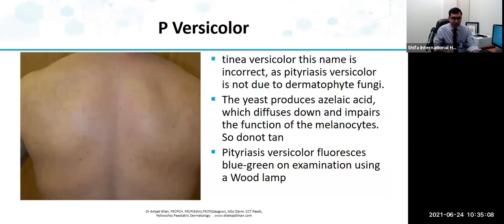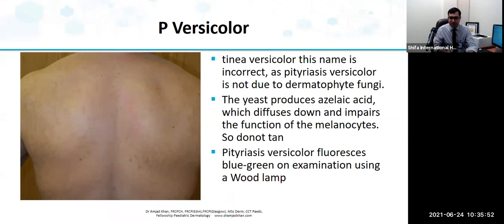Pityriasis versicolor. Sometimes people say it's tinea versicolor or fungal infection, dermatophyte infection. It's not a dermatophyte infection. But why does the color change happen? Again, interestingly enough, versicolor means versatility in the color or difference of the color. It can be hyperpigmented, pale, or even red. So it depends on the primary skin type of the patient, the Fitzpatrick skin type. And the color change happens because of azelaic acid that the yeast produces. So it's not a dermatophyte, it's a yeast infection, which doesn't let the melanocyte function properly.